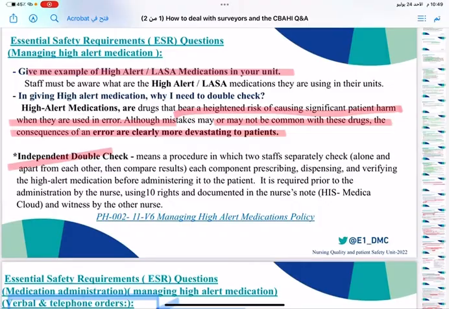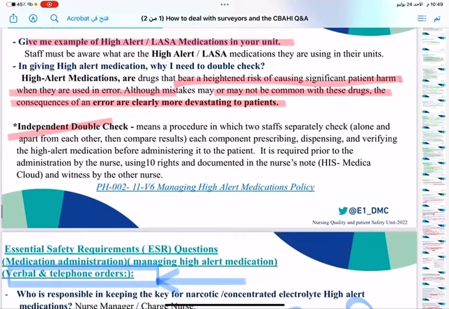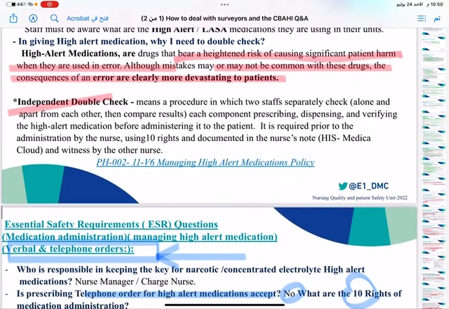For the LASA and high alert medication, you know that LASA is look-alike, sound-alike medication, and this is high alert medication. This type of medication has to be put into a special stock, like in the crash cart, or it will be dispensed to the patient. But take care that it is labeled with the high alert and the LASA labels. LASA and high alerts also need independent double checking.